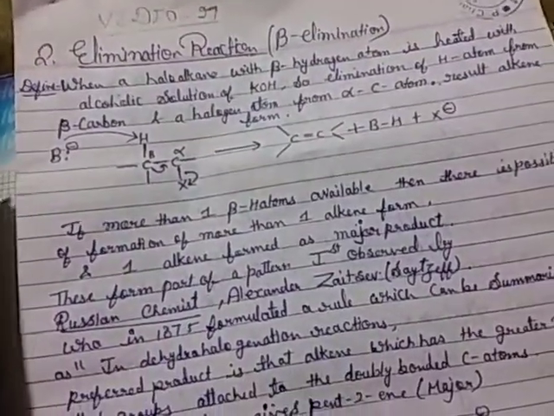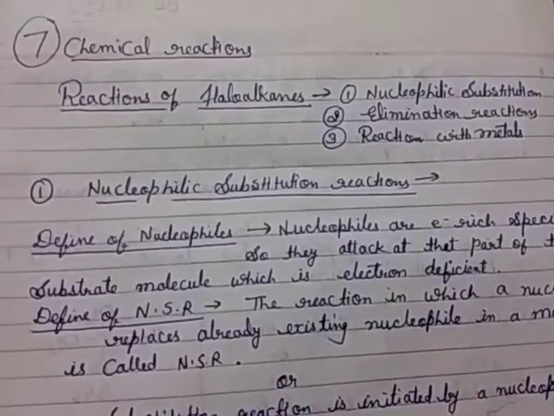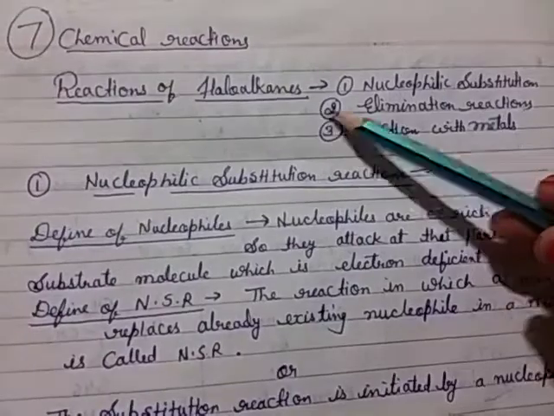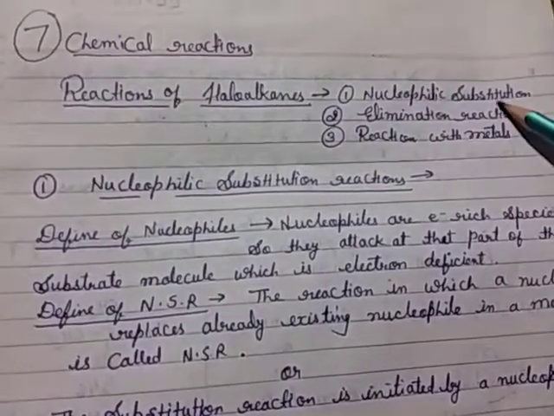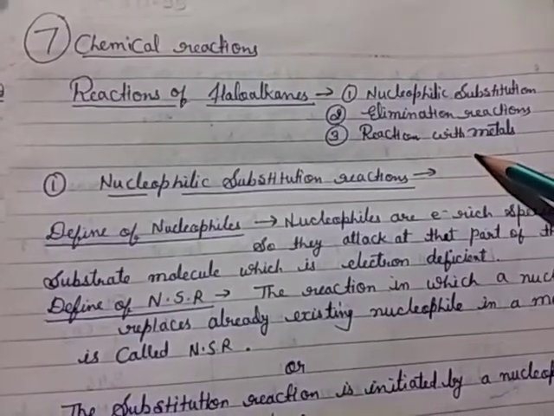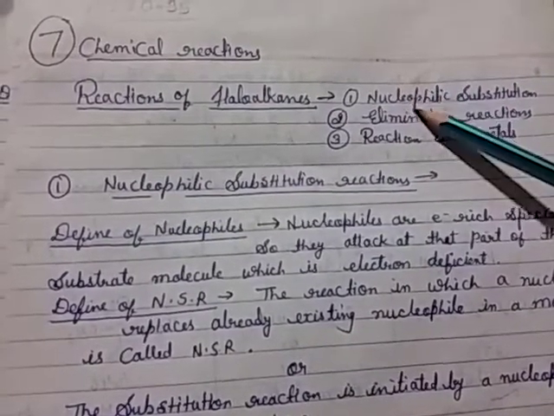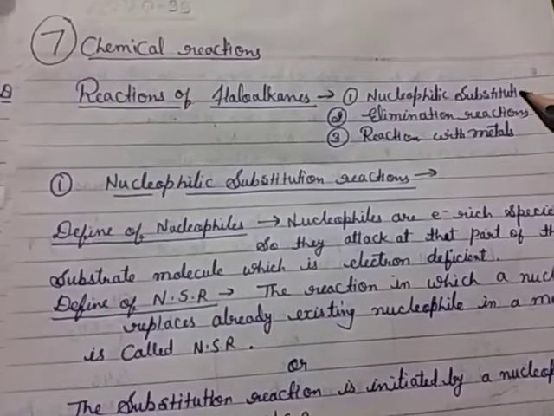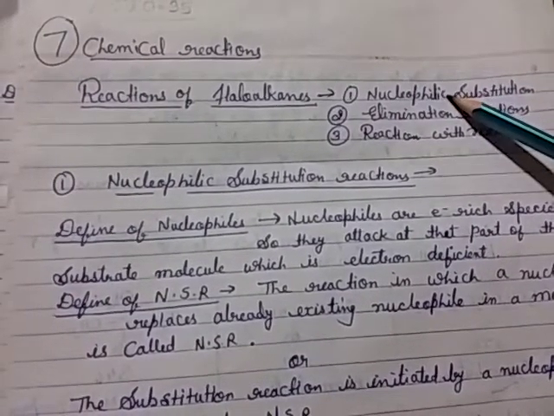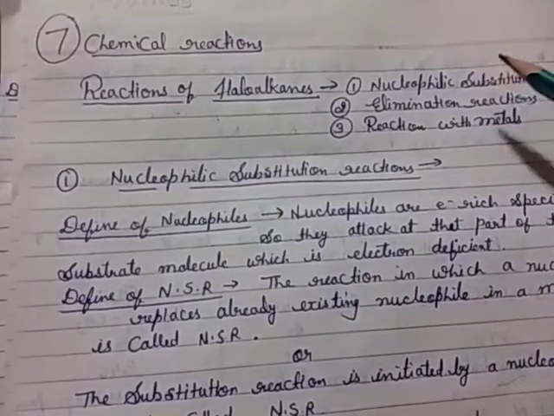In the last video, I explained reactions of haloalkanes. There are three types: nucleophilic substitution reaction, elimination reaction and reaction with metals. In the last video I explained nucleophilic substitution reaction, in which I explained SN1, SN2 and the stereochemical aspect.